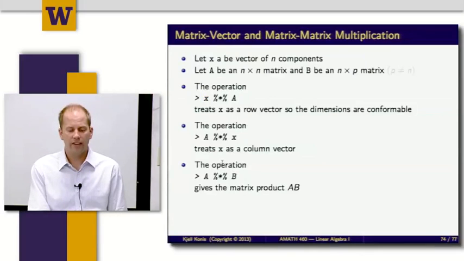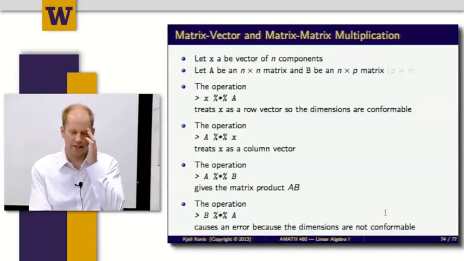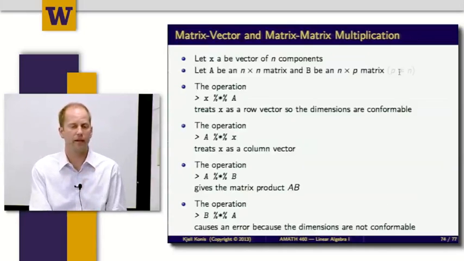The operation A percent star percent B is just going to give me the matrix product AB. That will work because the number of columns of A is equal to the number of rows of B. On the other hand, if I try to do B matrix product A, that's going to give an error because the dimensions of B and A are not conformable for multiplication. I can't do B times A because p is not equal to n.